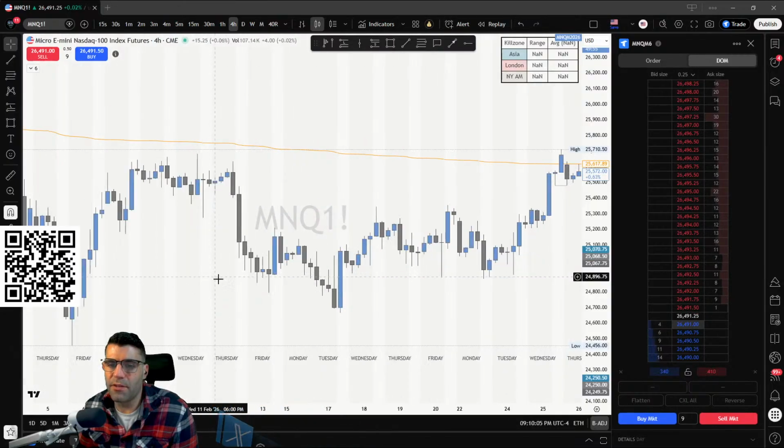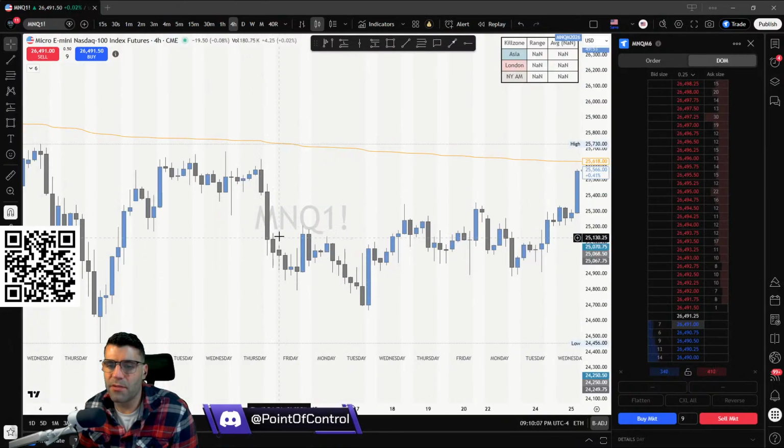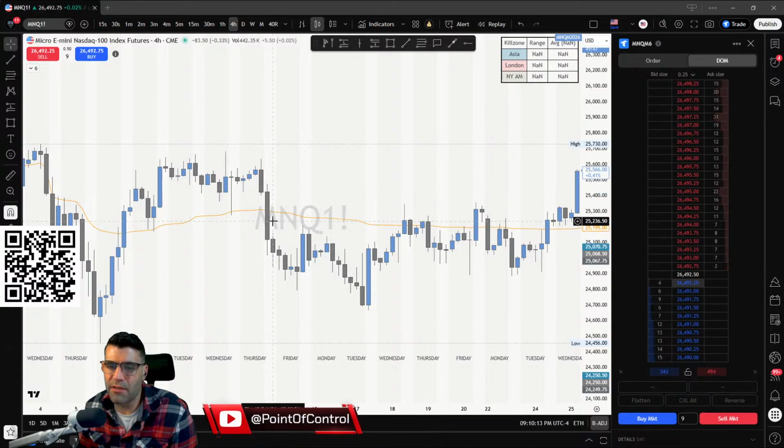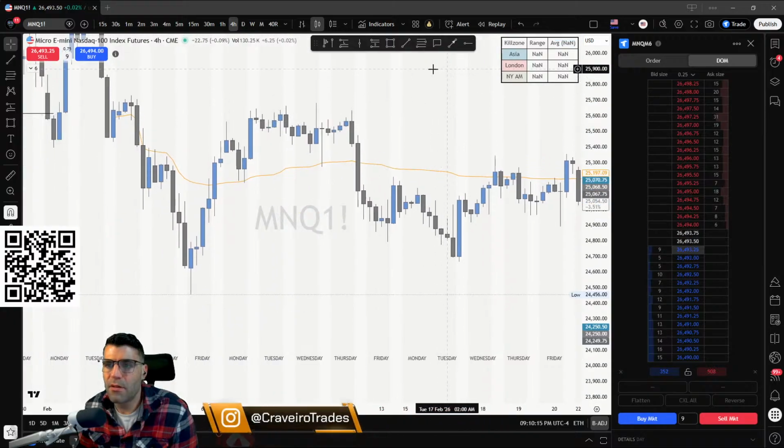A fair value gap is the gap in a series of 3 candles, the gap in between the wicks of the outer candles. Okay.